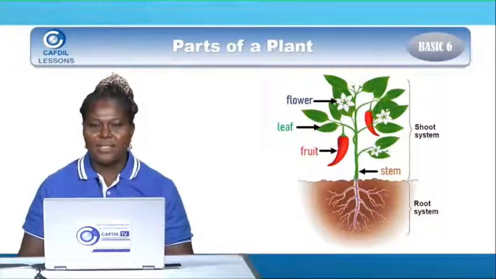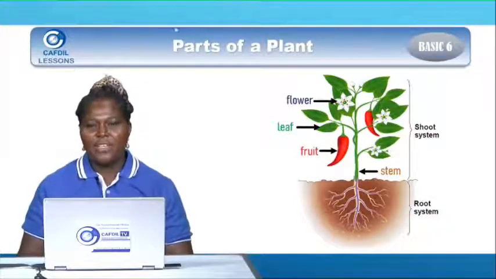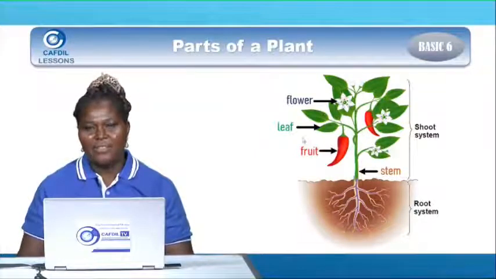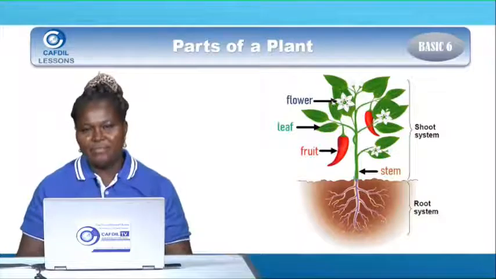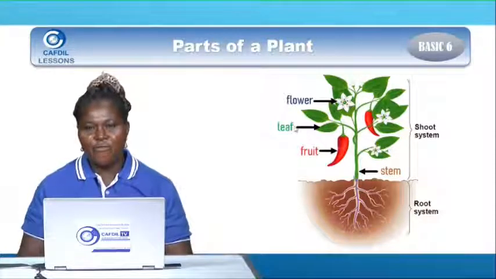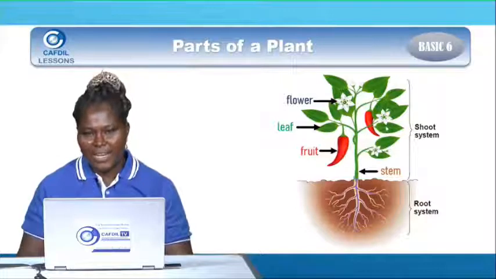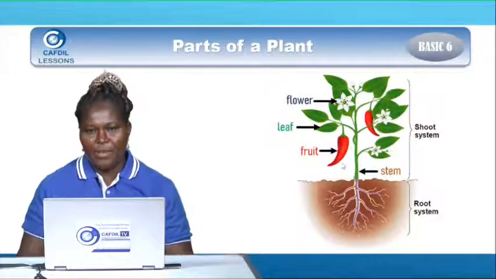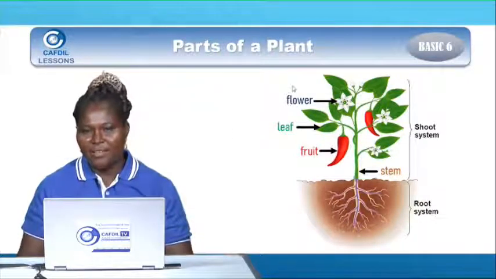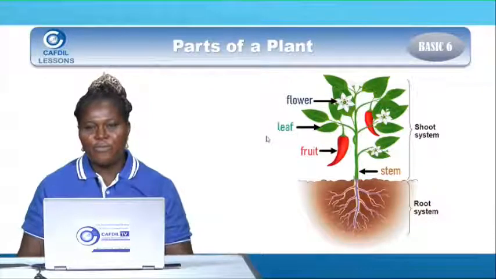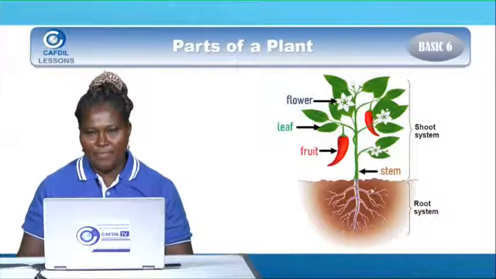Parts of a plant. Now we have a flower on our screen. We have a leaf. We have fruits, and then the stem. We have flower, leaf, fruits, and then the stem.